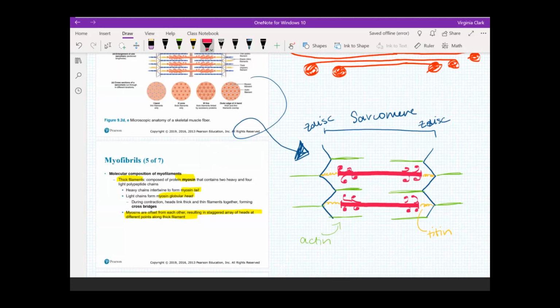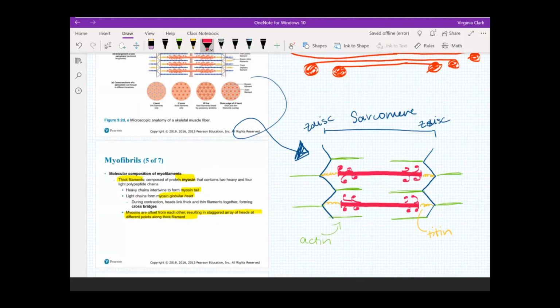So we've got our Z disc, we've got our actin connected to our Z disc, we have our titin protein, holding our thick filament in place. You'll notice your thick filament does not touch the Z disc.